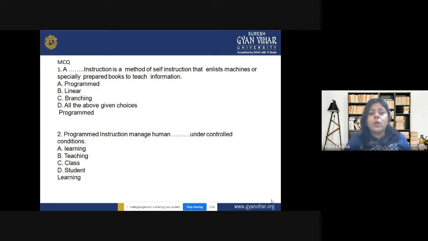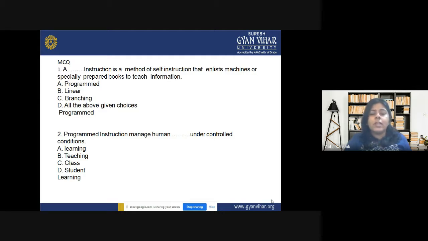Now, the first one: a dash instruction is a method of self-instruction. Means which method is a way of self-instruction that enlists machines or specially prepared books to teach the students particular information. So the options are A program, B linear, C branching, or D all the above given choices.